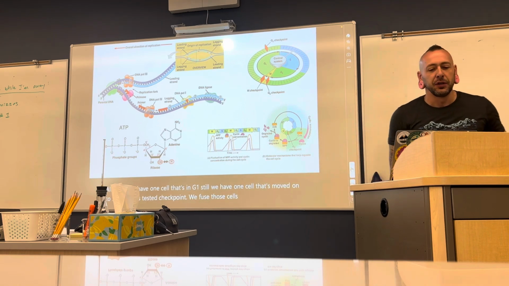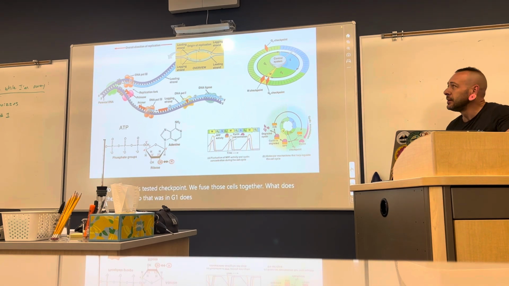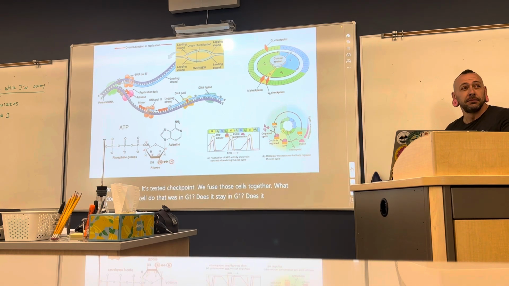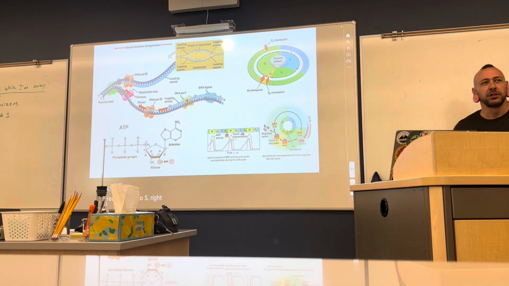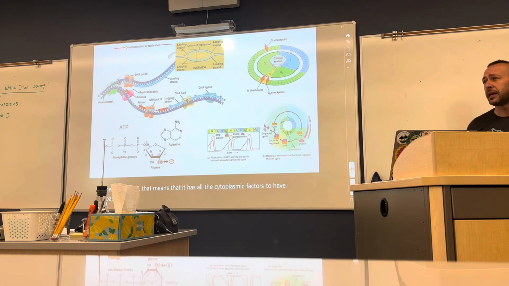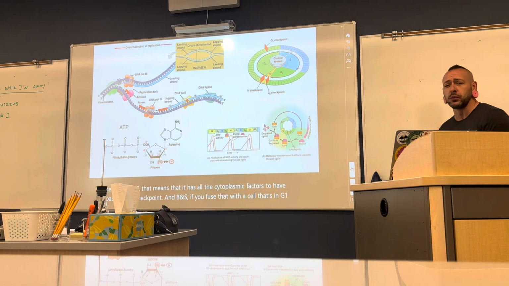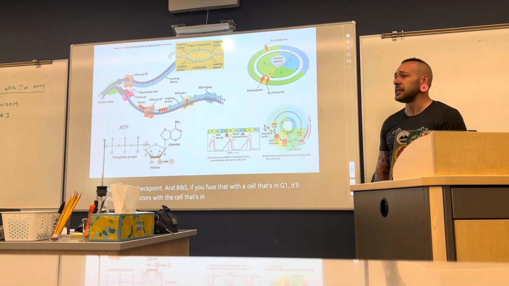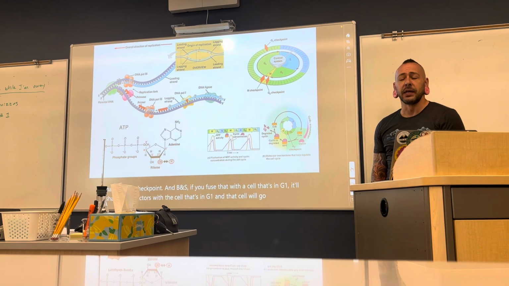What does the first cell that was in G1 do? Does it stay in G1? Does it move on to S? Yeah, it goes to S, because those checkpoints are due to cytoplasmic factors, things that are inside the cell. So if we have a cell that's in S, that means that it has all the cytoplasmic factors to have passed that checkpoint and be in S. If you fuse that with a cell that's in G1, it'll share those factors with the cell that's in G1, and that cell will go ahead and progress to S as well.